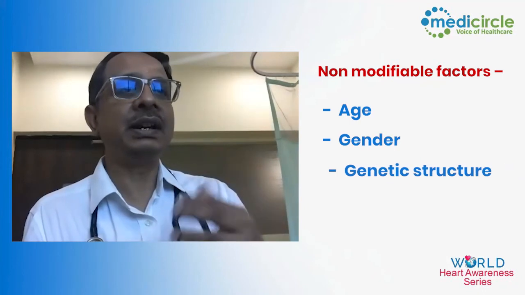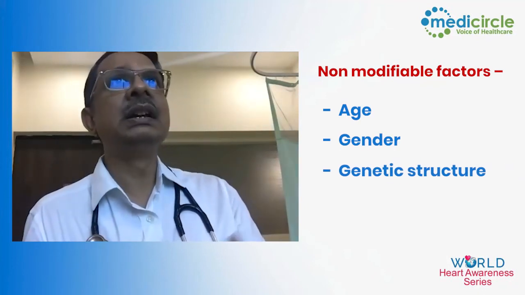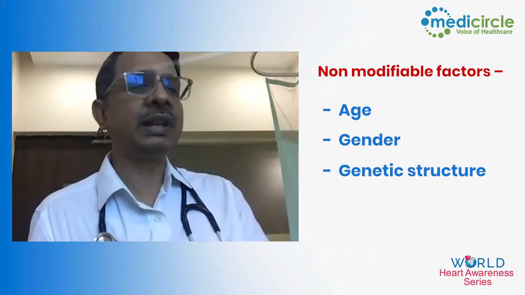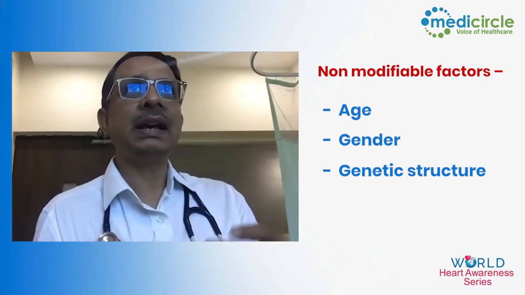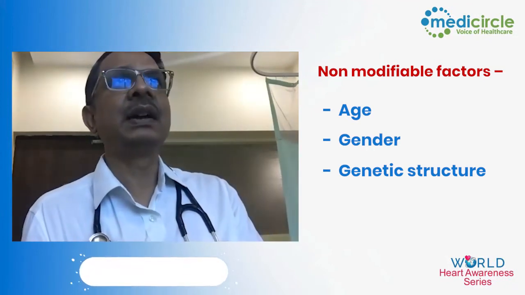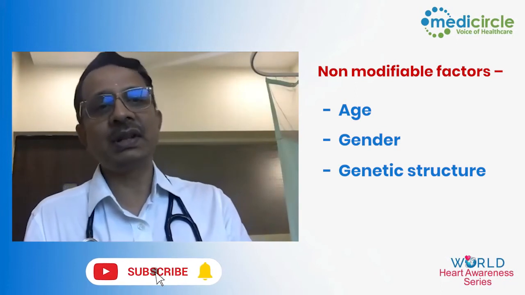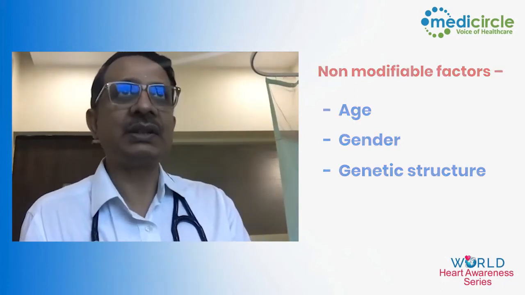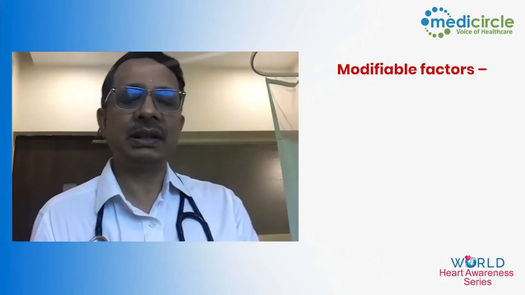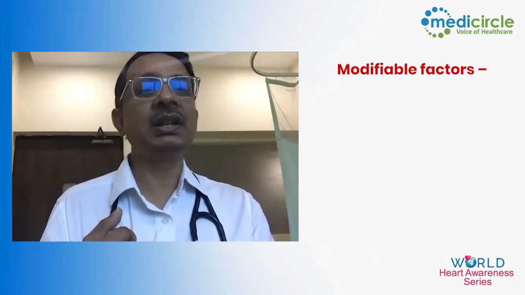Then the genes, hereditary, the gene structure of a person. Till date, we are unable to change the gene structure of a person. As you said, Indians as such are more prone to heart disease genetically. So that cannot be changed. Modifiable factors are those like we can change our diet.